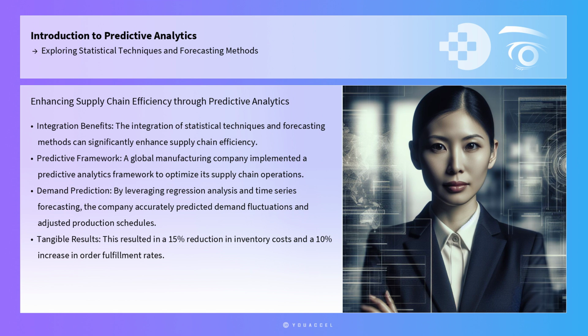In practice, the integration of statistical techniques and forecasting methods can significantly enhance supply chain efficiency. Consider the case of a global manufacturing company that implemented a predictive analytics framework to optimize its supply chain operations. By leveraging regression analysis and time series forecasting, the company was able to accurately predict demand fluctuations and adjust its production schedules accordingly. This resulted in a 15% reduction in inventory costs and a 10% increase in order fulfillment rates, demonstrating the tangible benefits of predictive analytics in supply chain management.